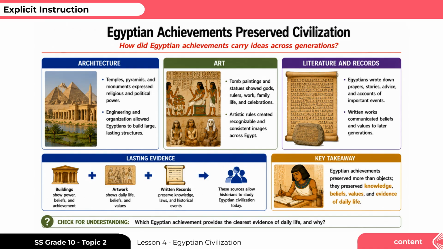Written records preserved prayers, stories, advice, laws, and accounts of important events. Together, buildings, artwork, and writing allow historians to study Egyptian civilization thousands of years later. Preserving civilization does not mean Egypt never changed. It means evidence survived that lets later generations understand it. Think about this. Which type of Egyptian achievement gives the clearest evidence of daily life, and why?